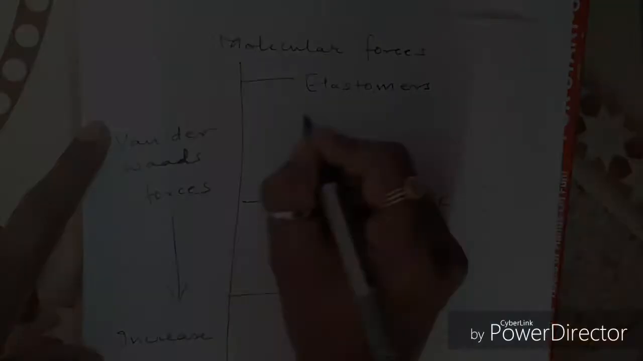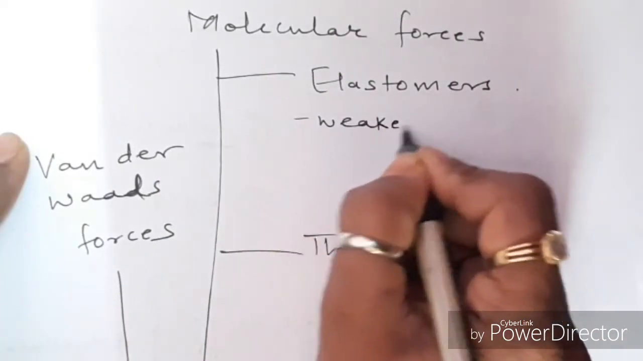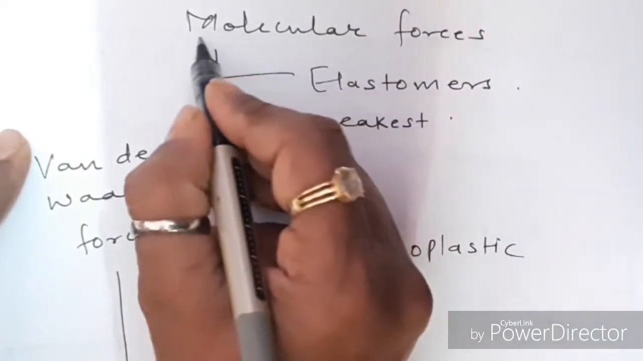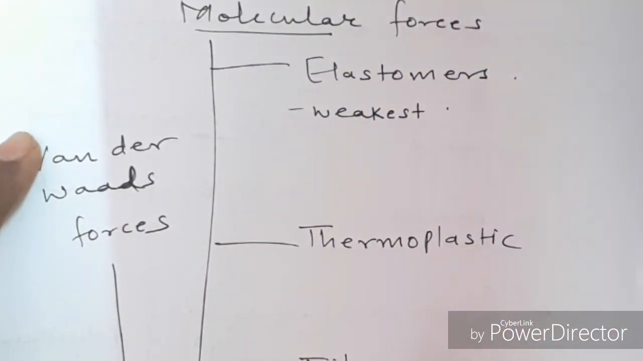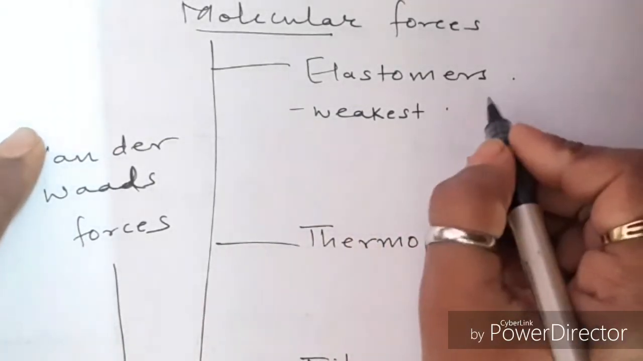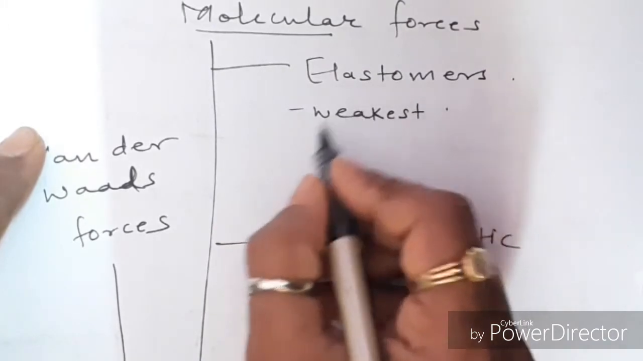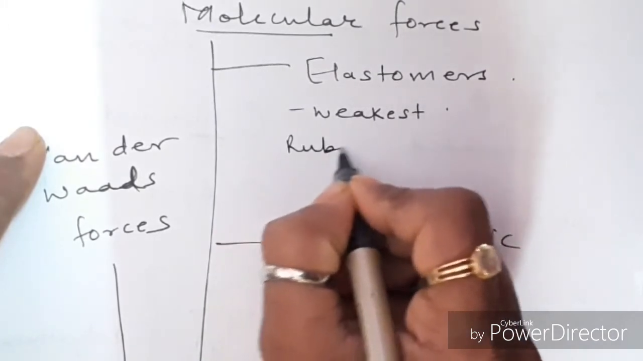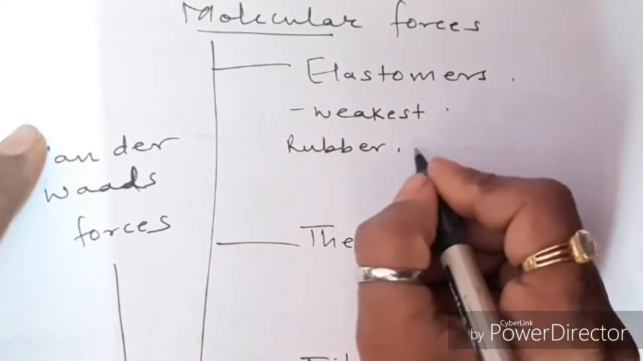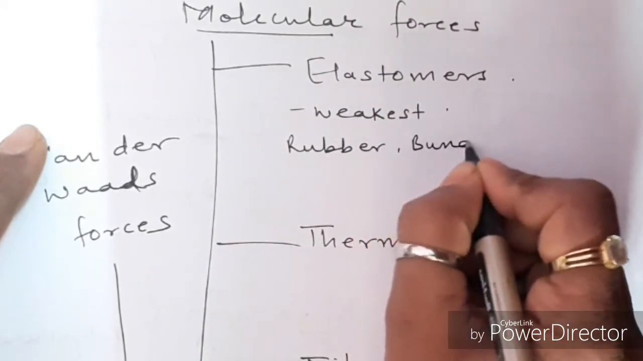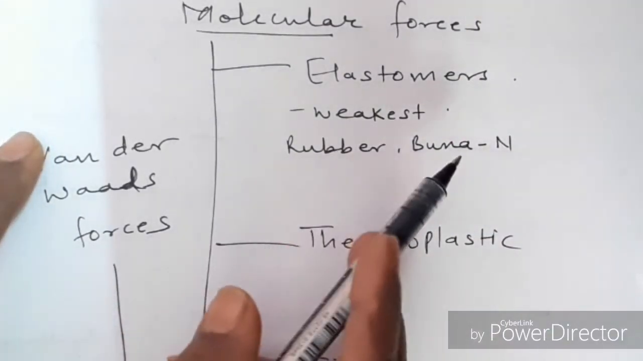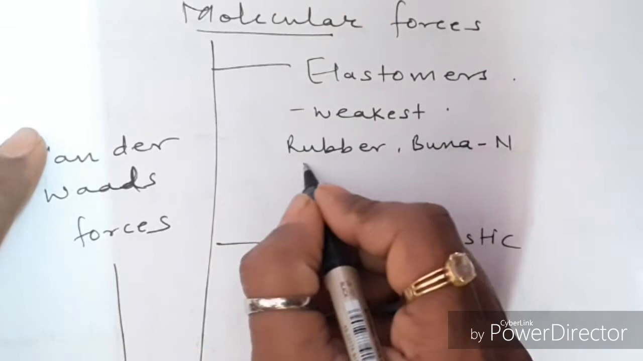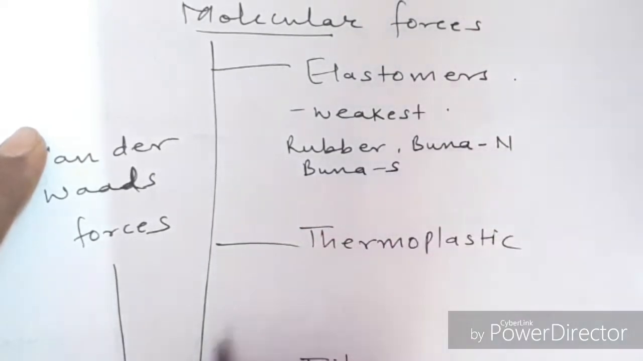The first, elastomers will have the weakest intermolecular forces of attraction, because of which they can be stretched and they can regain their shape back once again. We can introduce crosslinks over here by adding sulfur crosslinkages also, like for example in the case of rubber. The example of this category, if you can just write down here, is rubber. Vulcanized rubber also will come into this category along with Buna S, Buna N. All these are your elastomers because they can be stretched. So they have weak forces of attraction.